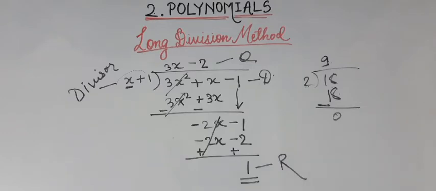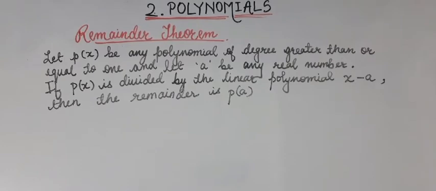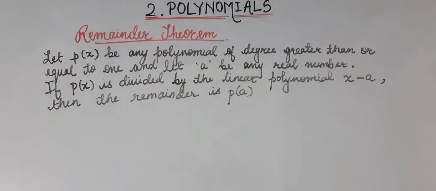And now let us see the remainder theorem. Okay, let us move to the remainder theorem. So this is the statement of your remainder theorem. Let us read this first. Let p of x be any polynomial of degree greater than or equal to 1. So p of x has degree equal to 1 or greater than 1. And let a be any real number.